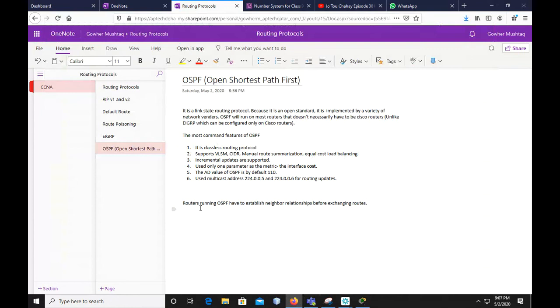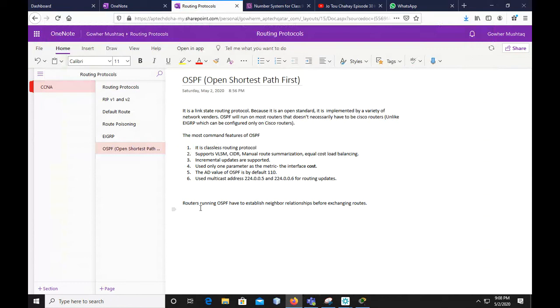This point is the same as EIGRP, because in EIGRP also, before a router sends routing information to another router, first of all they need to create neighbor relationships, right? So how did they create the neighbor relationships? Because of the same autonomous system number. But here we have something different.